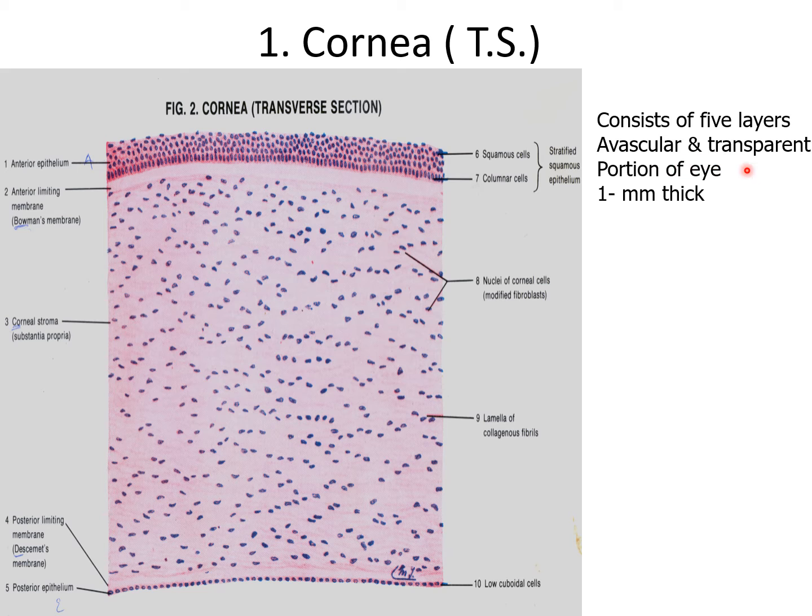It is the avascular and transparent portion of the eye, 1 millimeter in thickness. In the anterior 1/6 of the eyeball, the sclera is replaced by the transparent disc called the cornea. The cornea is convex forward, colorless and avascular, but it has a very rich nerve supply.